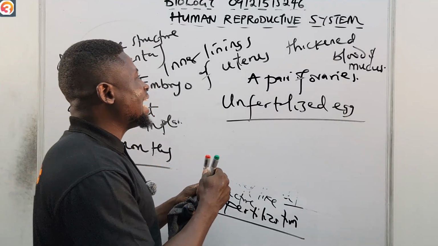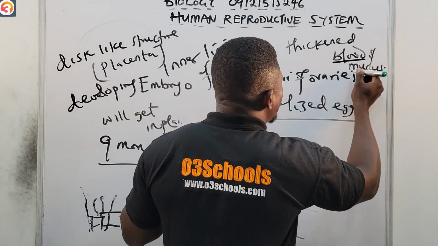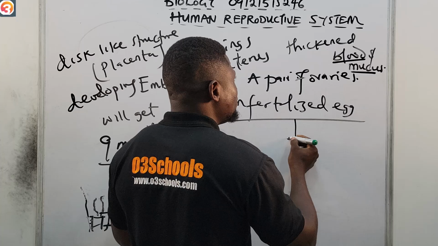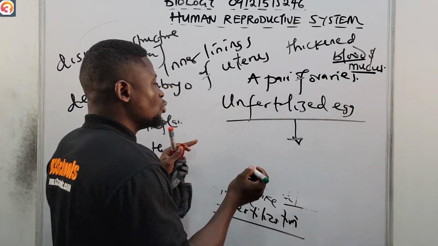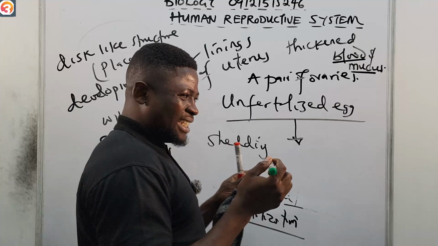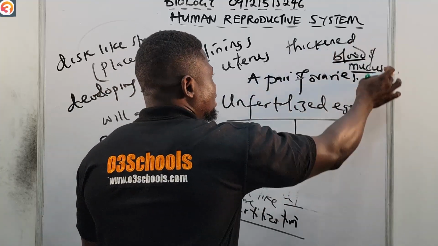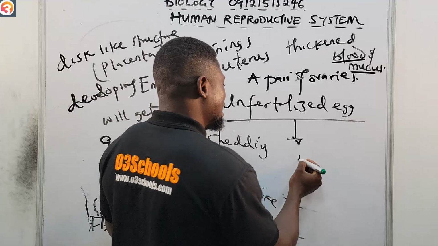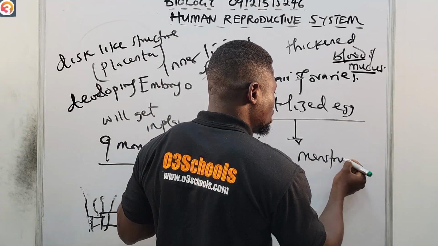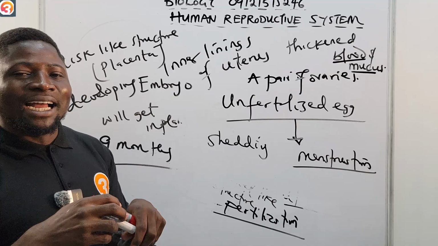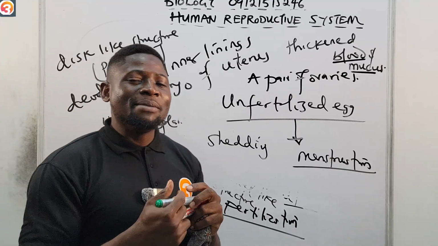It will, together with the blood and mucus that is already in the uterus, be shed off. There will be a shedding of these three: the blood, the mucus, and the unfertilized egg, in a process that is known as menstruation. That is the menstruation that females see every month.